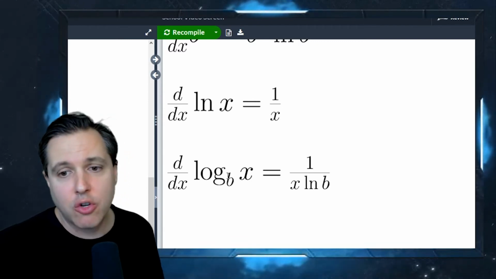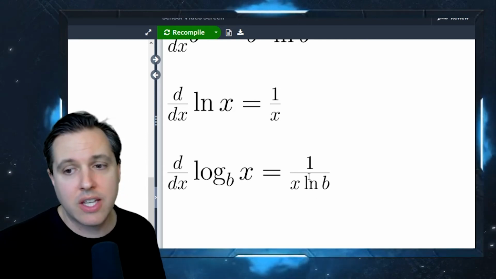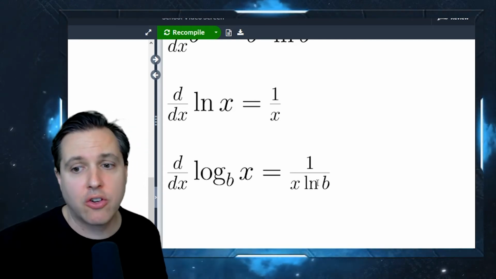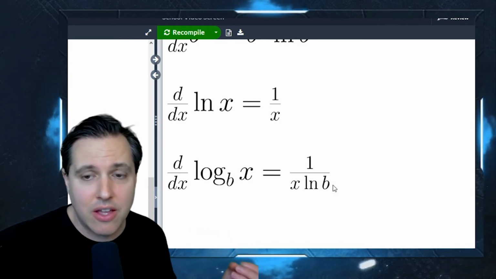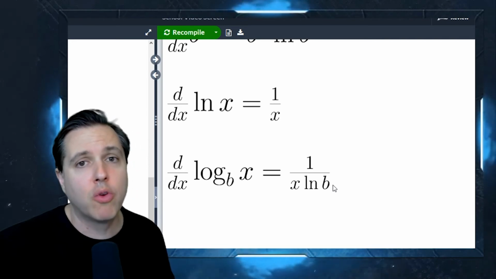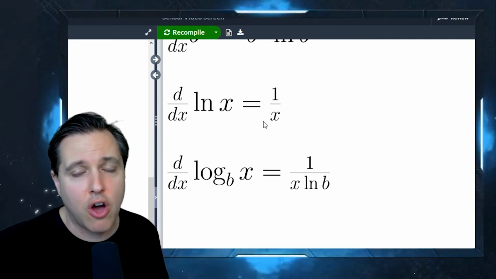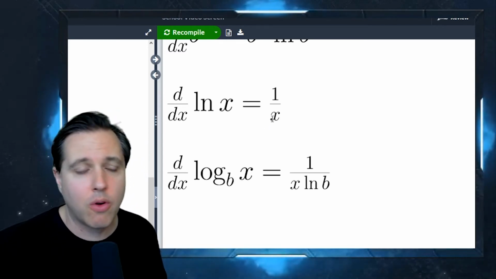If you want to take the derivative of a log with a different base, you can do that as well. You just, again, end up with a little bit of a conversion factor of natural log of b that you have to remember. But again, most of the logarithms that we take the derivative of will be some form of natural log. We'll do a few of the other ones, but most of them are going to be this easiest form to deal with.